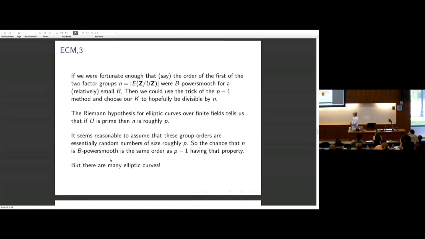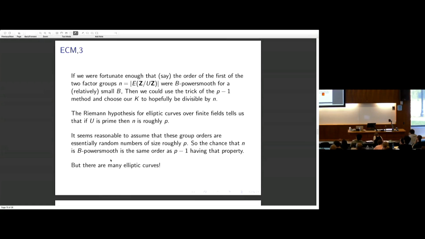Now, when is this going to work? It's going to work if the order of the group of points on the elliptic curve mod p is smooth. Because if that were the case, then in the p-1 method, we take a to some power m. Here we're going to take our point P and multiply it by m. If the order of the group is smooth and m is made up of small prime powers, then we have a hope that m times P is going to be 0 in the group.